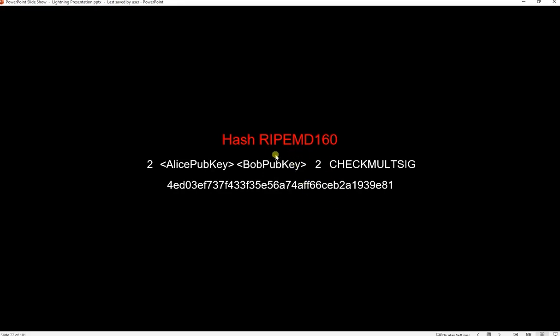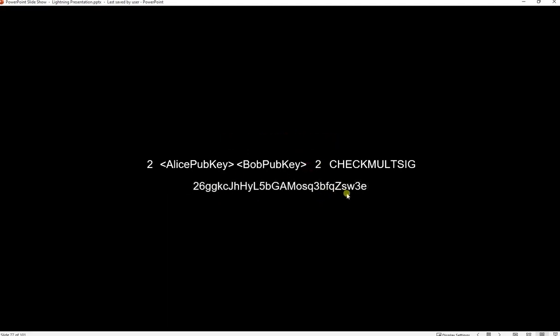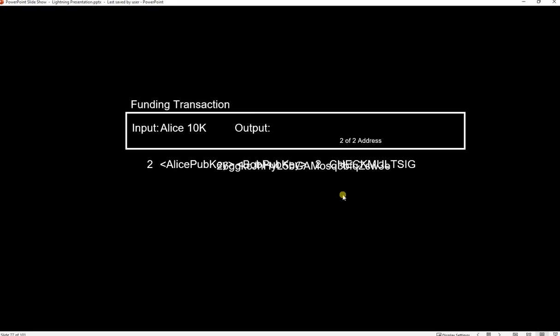You use another hash called RIPEMD. And instead of 256 bits, ones and zeros, it's only 160. And then you go ahead and format it into an address. So, in other words, this address represents this piece of code.